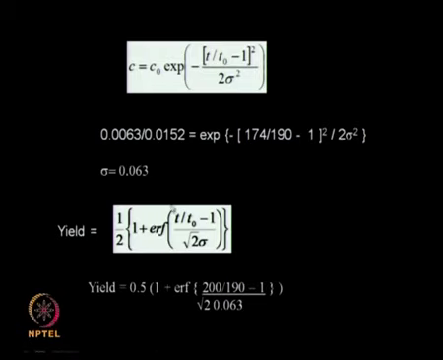Okay. So we take this equation again, and we know T which is 200, and we know T naught which is 190, we know sigma which is 0.063. So we substitute here, and we will get some value for x. Once I know x, I can use the table and calculate erf(x), which I substitute here, and then yield will be equal to 0.5 multiplied by 1 plus that particular value. Okay. So when I do that, I end up with yield equal to 80%.